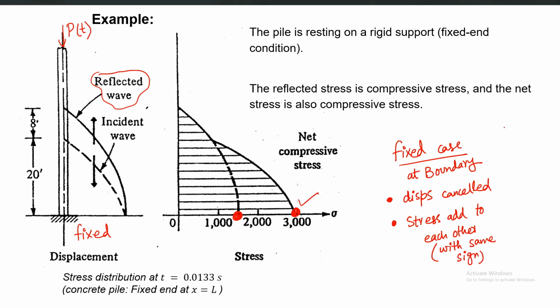For the free end case at the boundary, you will see that the displacements will be doubled. They will add to each other, doubled. But the stresses will cancel out and make the resultant equal to 0. I mean, they may not exactly cancel out each other. There will still be some net stresses, but obviously that net stress will be less than the individual stress. So stresses will cancel out.